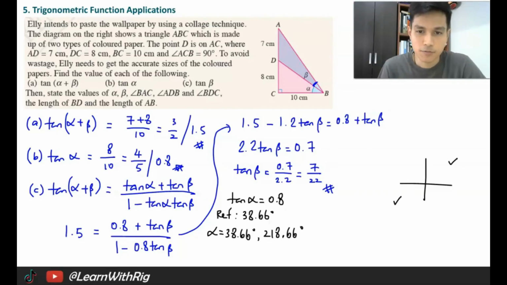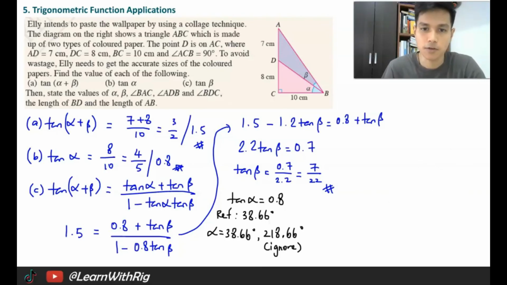No. You have to ignore 218.66. Why? Because they're asking for alpha. Alpha is an acute angle here, so you cannot have the third quadrant. The third quadrant is a reflex angle, and the triangle does not have a reflex angle. Just by looking at it, you know it is not a reflex angle. So the answer for alpha is 38.66. Now let's find the next one, beta.